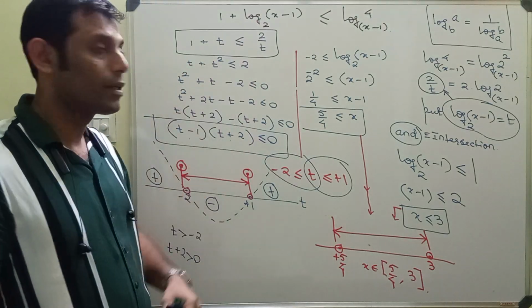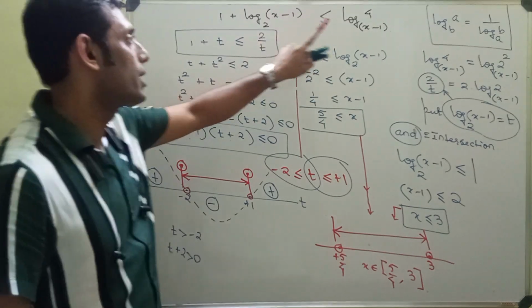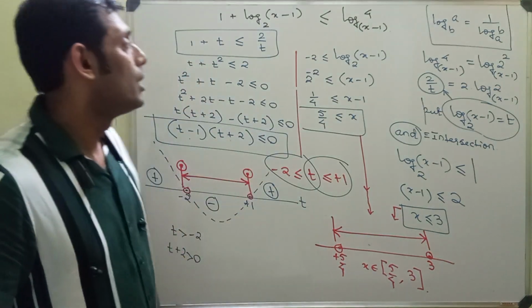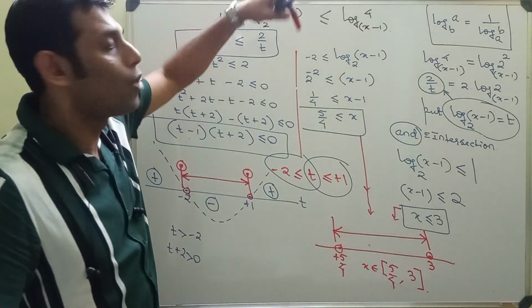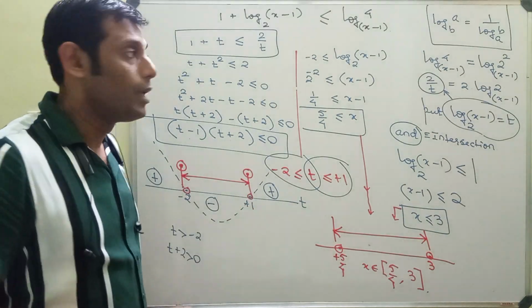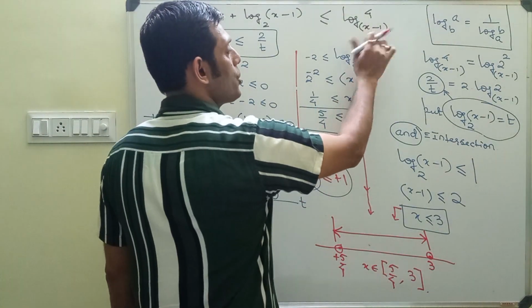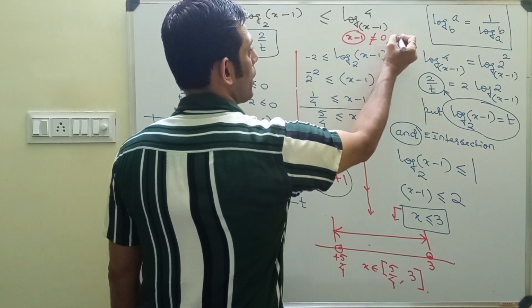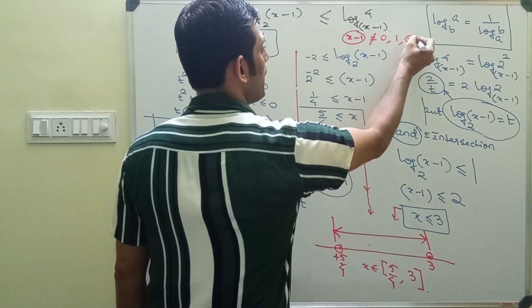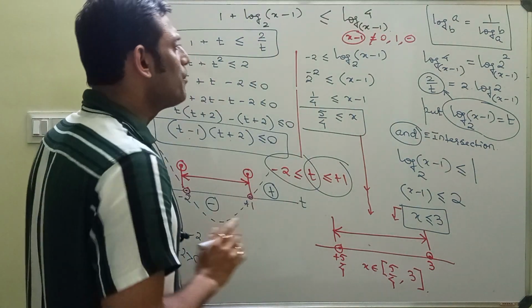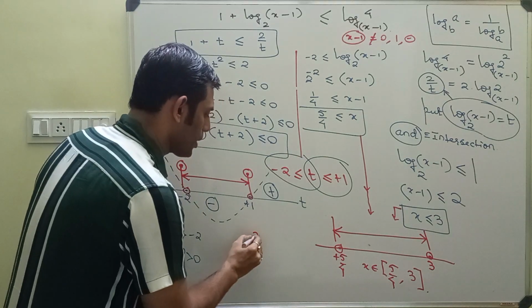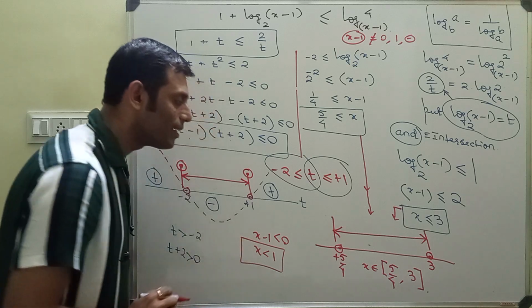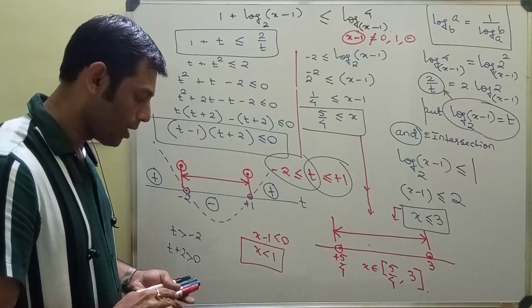Let's look at the equation back again. I have an x minus 1 here, I have an x minus 1 here, which is acting as a base, and which is acting as a number on which log operates, and that means there is a trouble. The base of log, I said, cannot be 0, cannot be 1, and cannot be negative. Negative means we are talking about x minus 1 negative, that means x less than 1. Is that a challenge here?